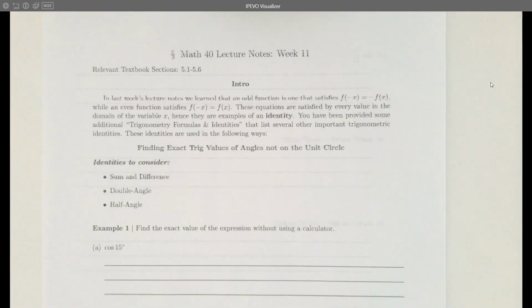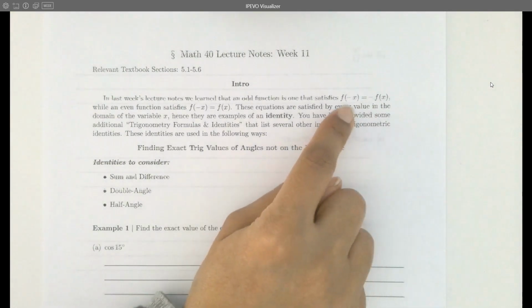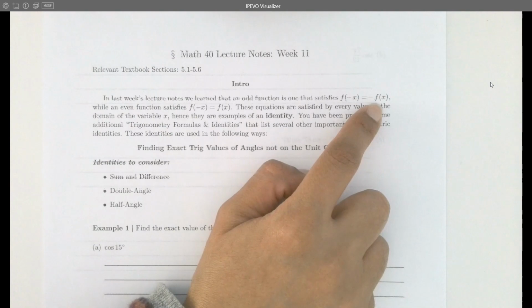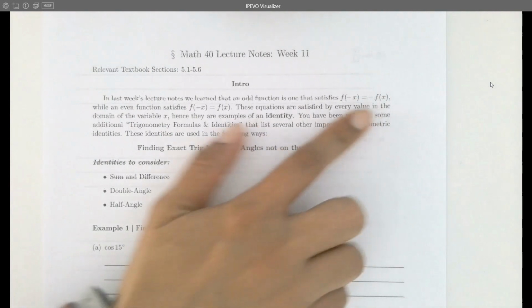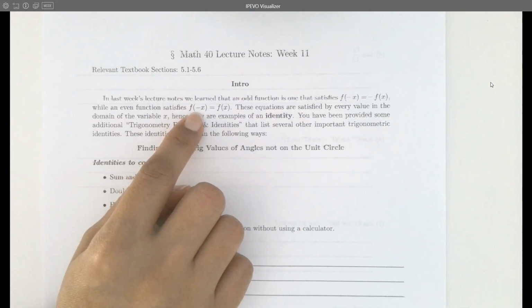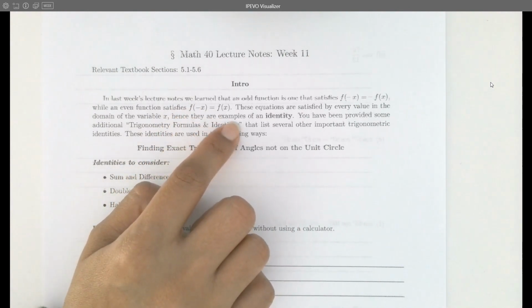So we're now going to begin lecture notes week 11. If you take a look at the introduction, if you remember from the trigonometric equations that we were graphing, we used the fact that if sine was odd, then having a negative inside of the argument meant that we could bring the negative outside and multiply it with the function. Whereas if you had an even function like cosine, then f of -x is the same as f of x.